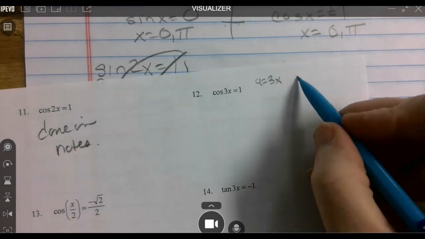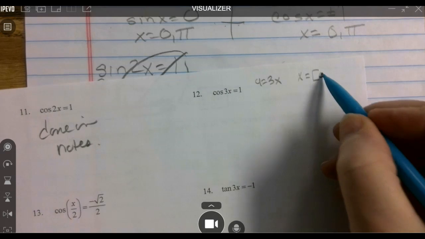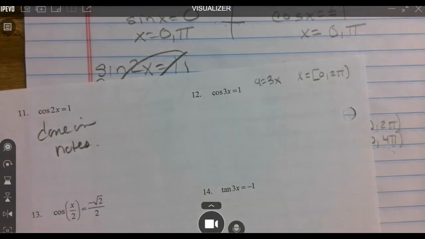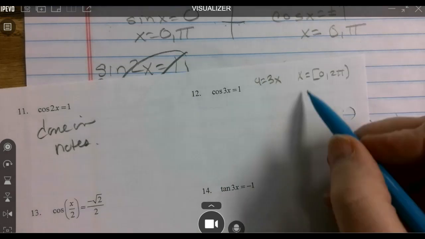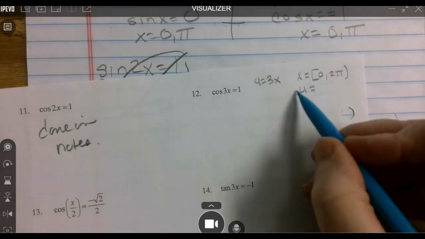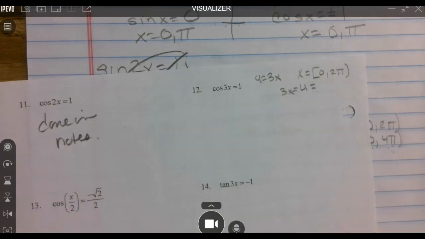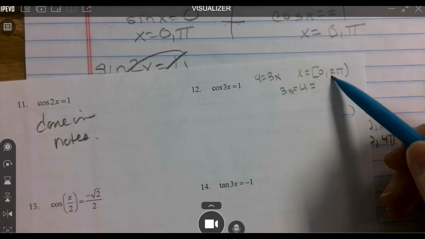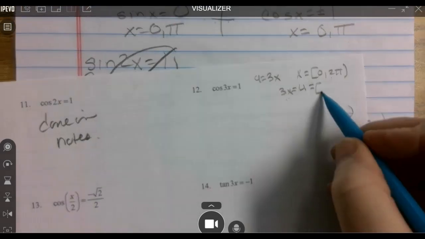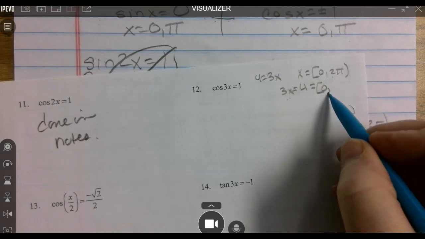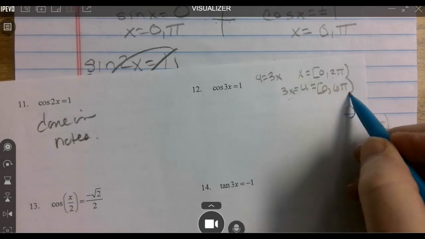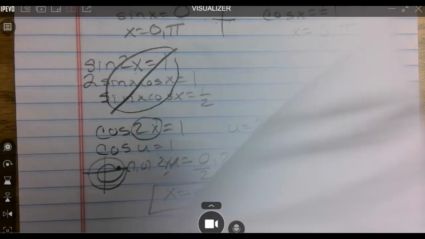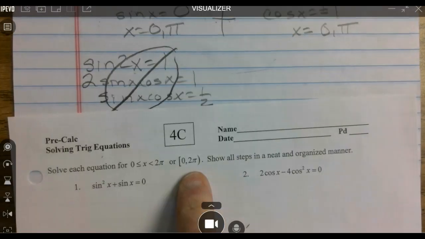Okay, x was 0 to 2 pi. Boring, but that's what the direction said on the paper. I don't love it, but I'm going to do it. So I'm going to go ahead and find my new restriction for U, which is the same as 3x. Whatever this is, you're going to do that to the domain. Well, if it's 3x, I'm going to multiply it by 3. So I'm going to go from 0 to 6 pi, and in this case, we're not including it because this told me to. Don't love it, but that's what I'm going to do.